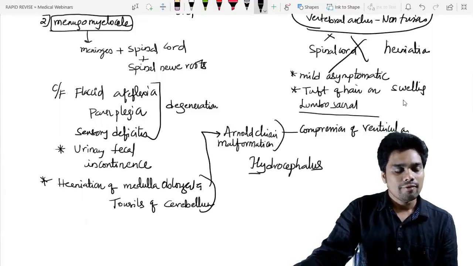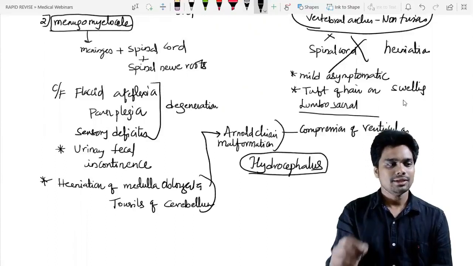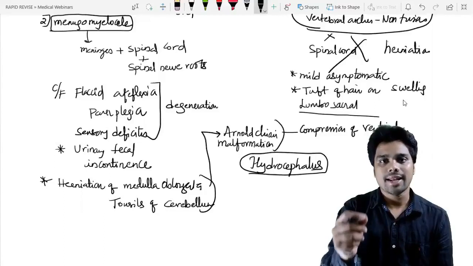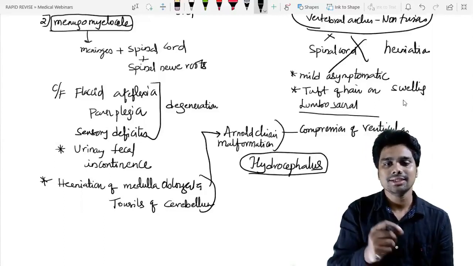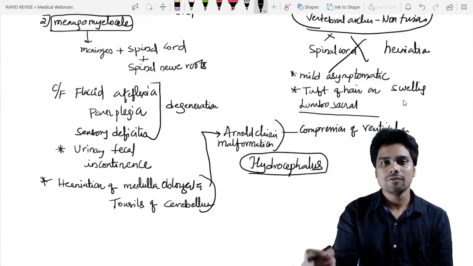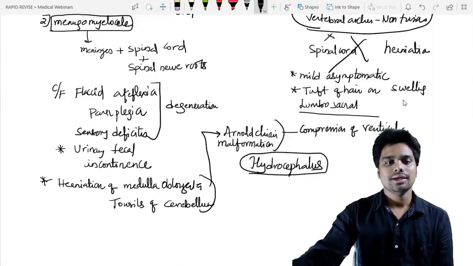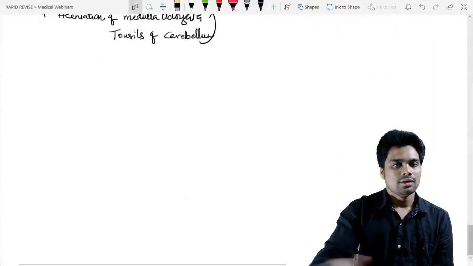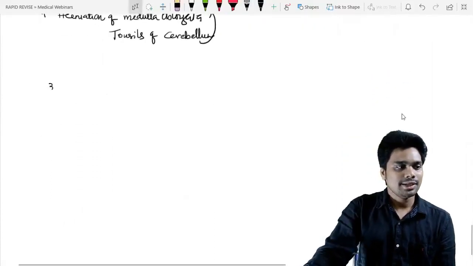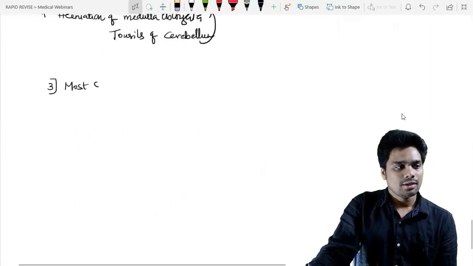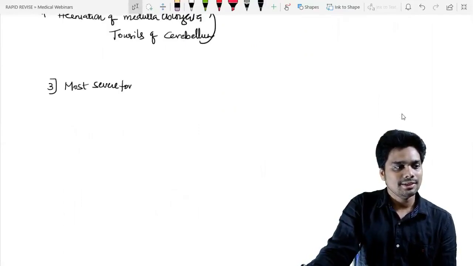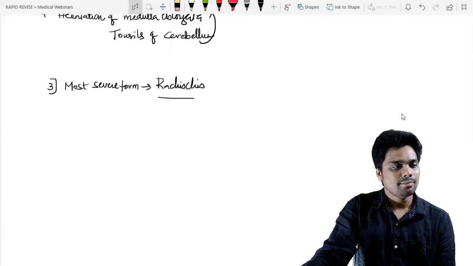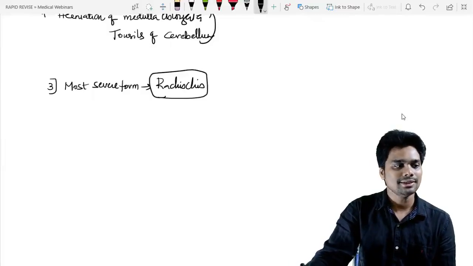hydrocephalus. So whenever you see a child with the problem of meningomyelocele, kindly look for hydrocephalus too, because sometimes meningomyelocele is associated with Arnold-Chiari malformation type 2. This leads to development of hydrocephalus. These are the two severe forms. There is the most severe form, which is lethal, known as rachischisis. So what is this entity? The most severe form, also known as rachis.